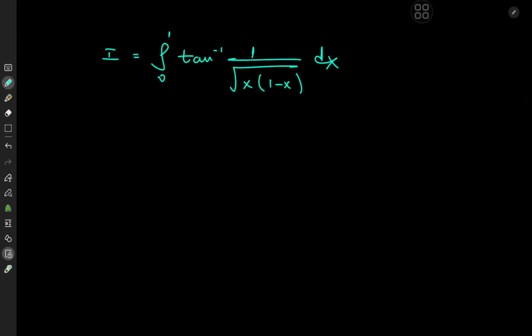Hello, folks. Today we have yet another absolute beast of an integral. We have the integral from 0 to 1 of arctangent of 1 over root x times 1 minus x dx. Fascinating.